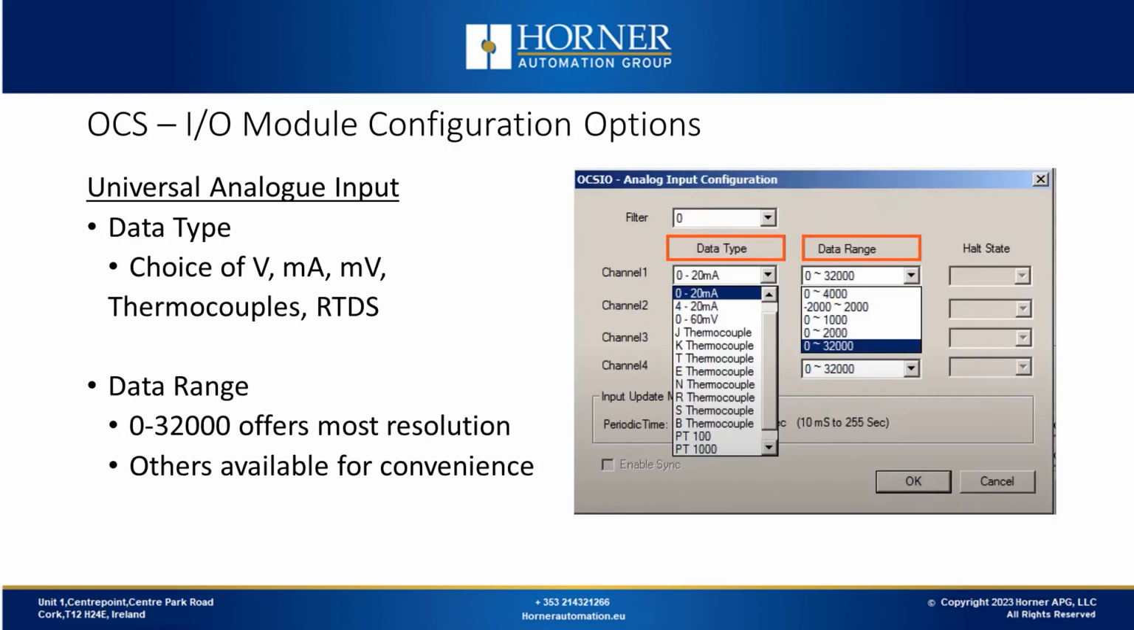So still looking at the ADU100, you have your choices on a channel by channel basis for the different types of sensor or signal that you want to be compatible with, as well as the data range. If it's a traditional analog input data range, the highest resolution will be 0 to 32,000, but there are other options for convenience. If we're looking at temperature like a thermocouple or RTD, you can choose between degrees Fahrenheit and degrees Celsius, and the readings will come back in 10th degree increments.